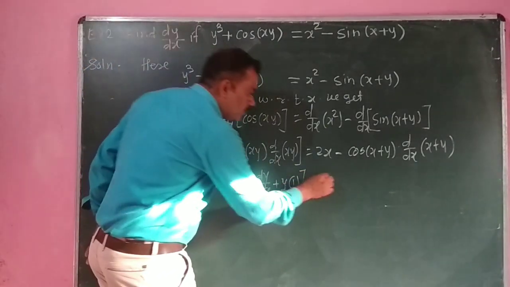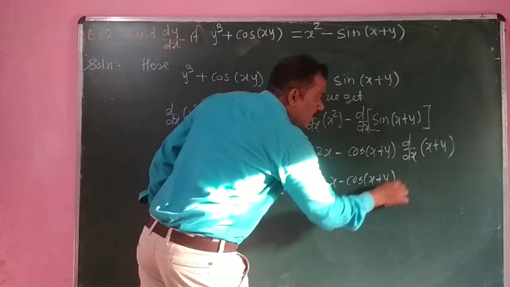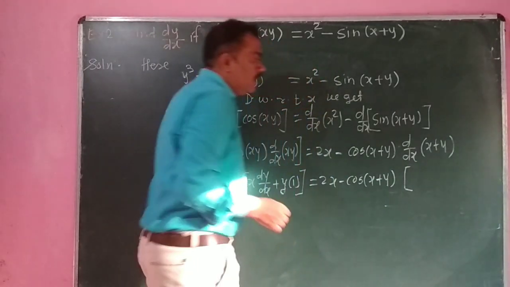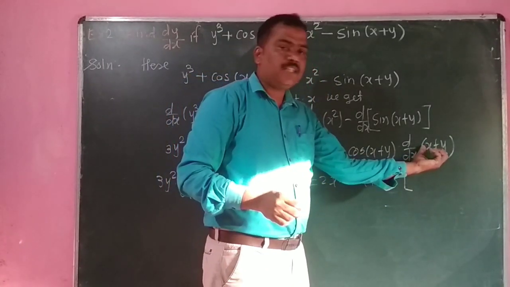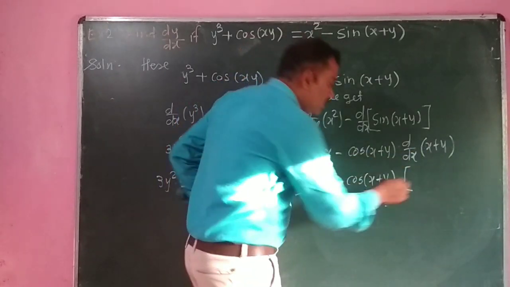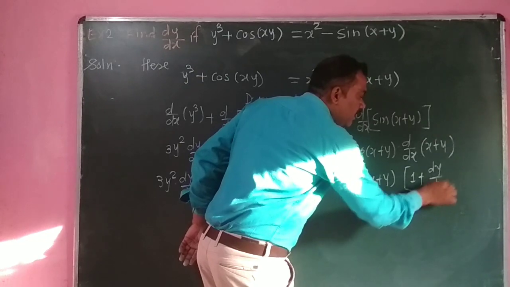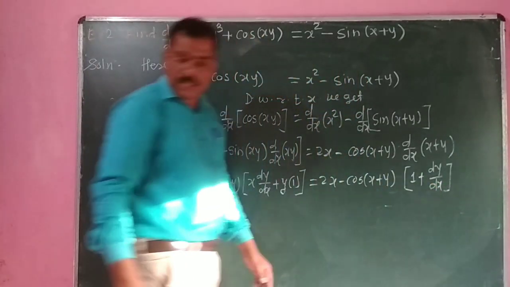is equal to 2x minus cos of x plus y into, now we have to take the differentiation of this x plus y with respect to x. Differentiation of this x with respect to x is 1 plus differentiation of y with respect to x is nothing but dy by dx.